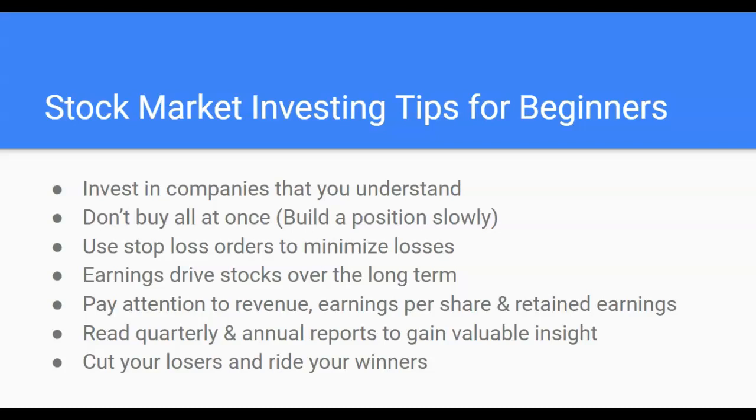The second tip would be don't buy all at once. Build a position slowly. If you want to buy, for example, Apple stock, don't just dump all your money in at once, because maybe the price might drop. What you want to do is build your position over time. So instead of buying 100 shares, buy 25 shares, and then slowly build up the position so that you're going to get a better average price.